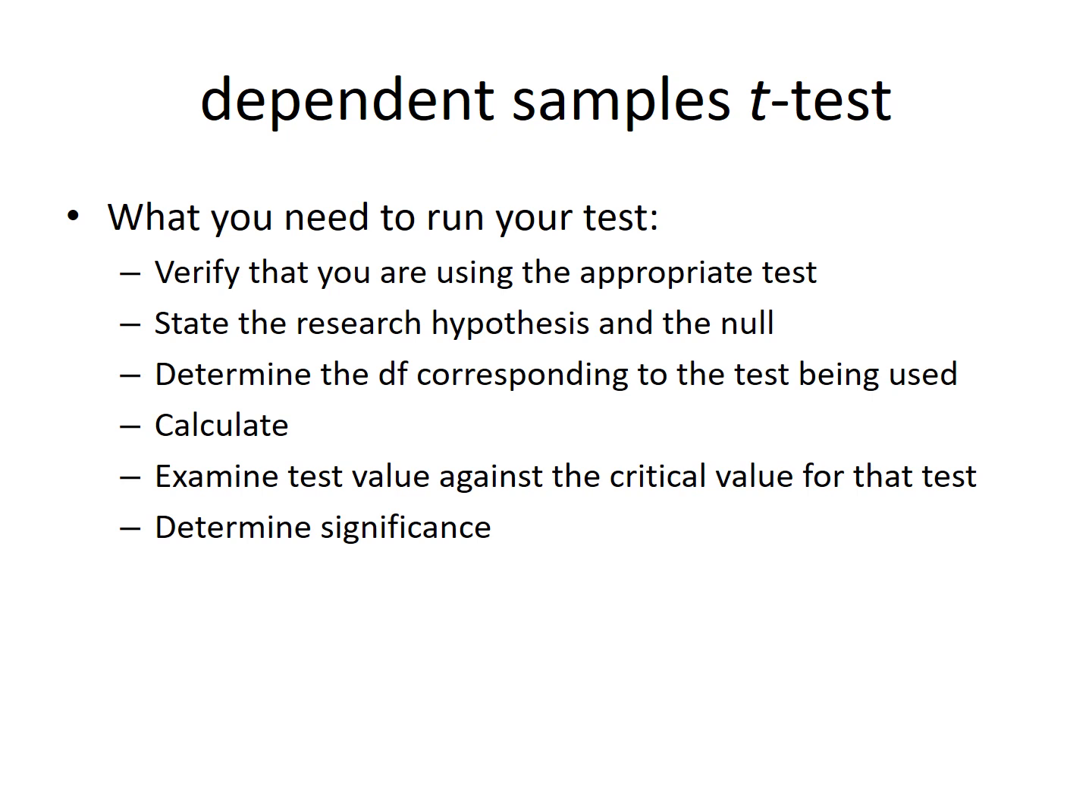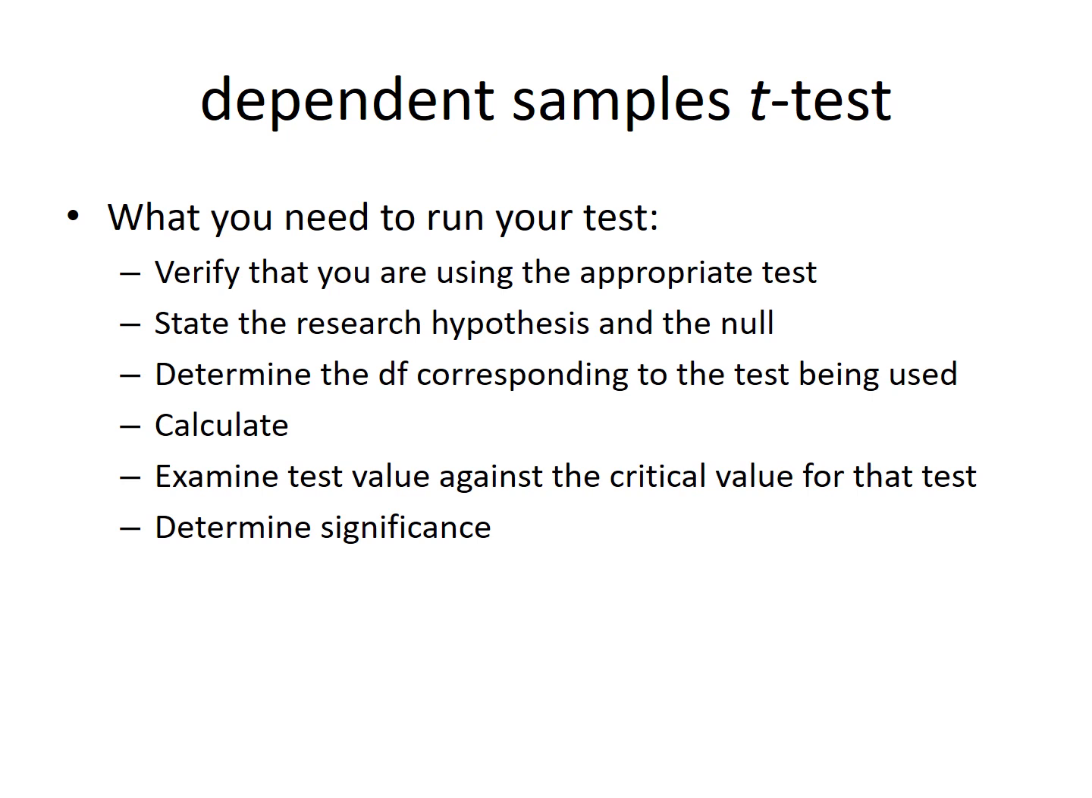The degrees of freedom for a dependent samples t-test are calculated as the number of cases, that is individuals, minus the number of groups they are broken into. Because these are the same persons before and after, it's actually only one group being measured twice. So the degrees of freedom are calculated as sample size minus 1, that is n minus 1. Then use the dependent samples t-test formula to calculate the obtained t-value.